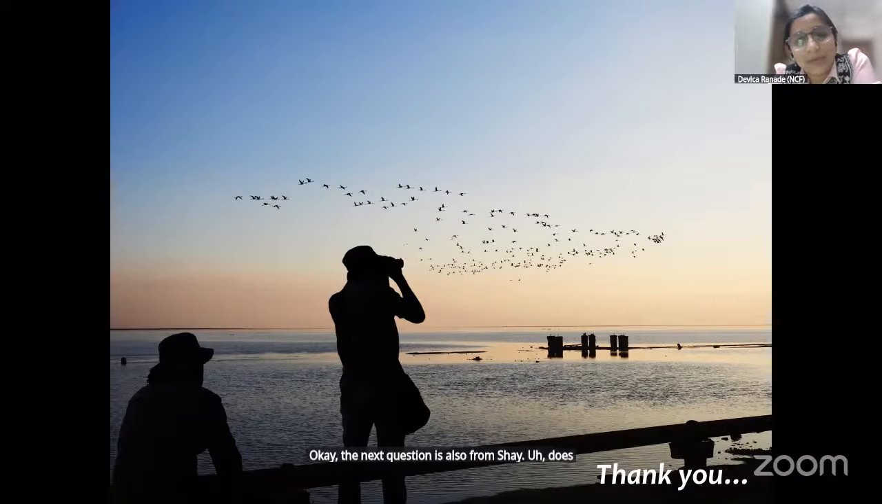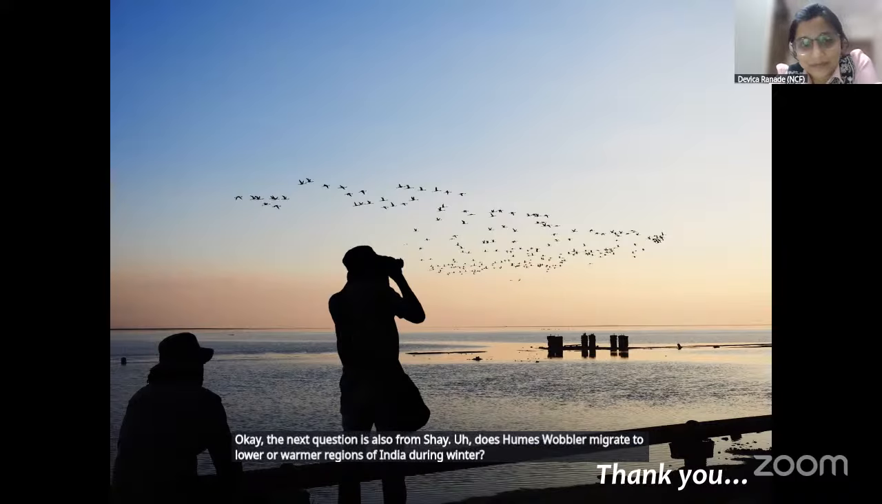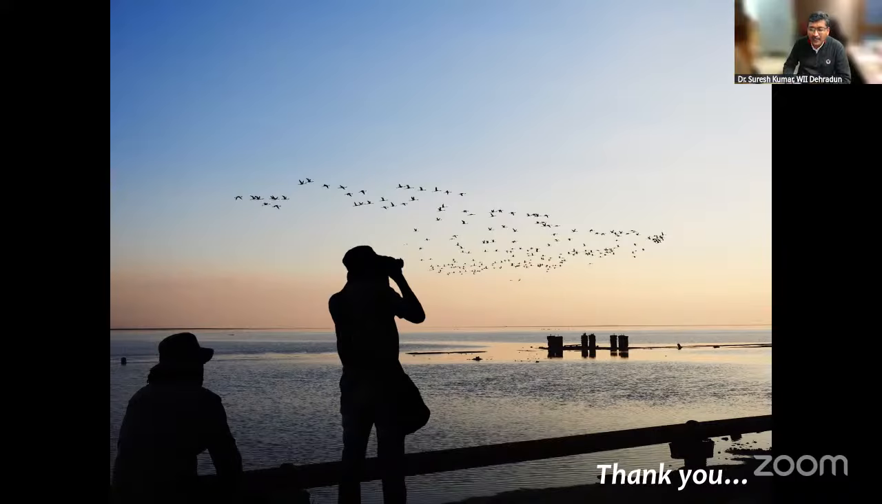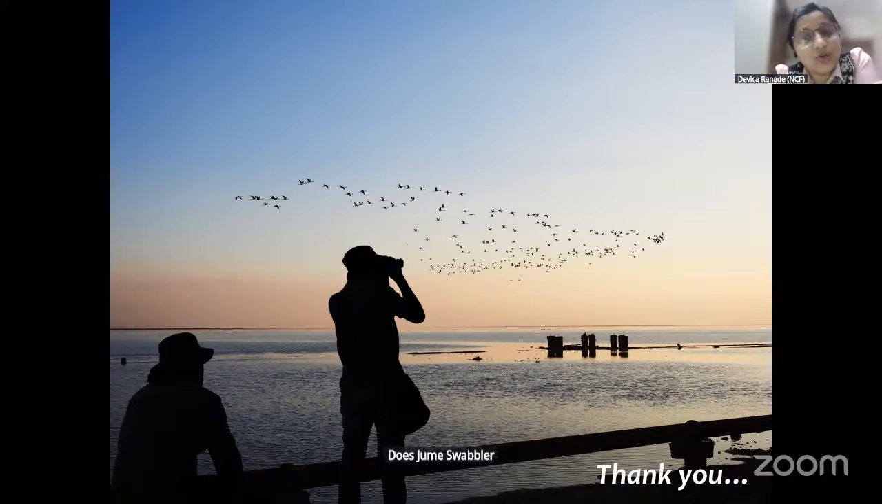Does Hume's warbler migrate to lower or warmer regions of India during winter? Repeat. Does Hume's warbler migrate to lower or warmer regions of India during winter?